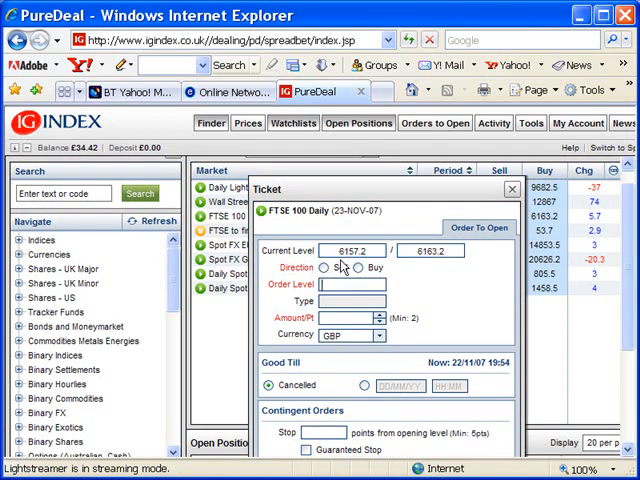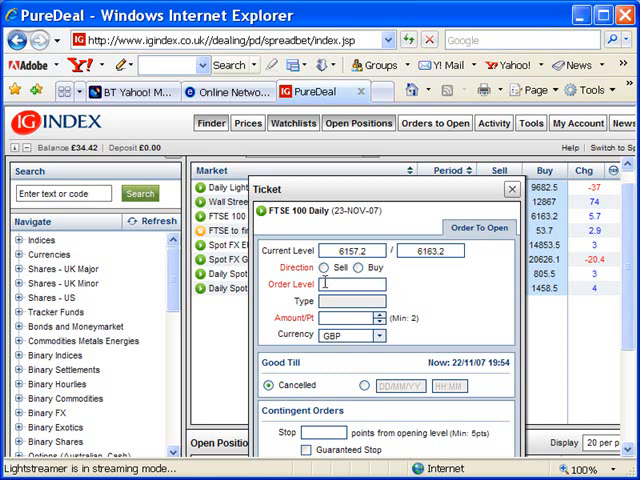Now, at the moment, the current level is 6157.2, 6163.2. What we want to decide here is whether we want to sell or buy. Now, if we're going to sell, that means we're predicting that the price of the FTSE is going to drop, and if we want to buy, that indicates we think it will actually rise instead.